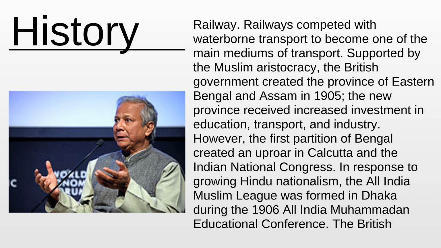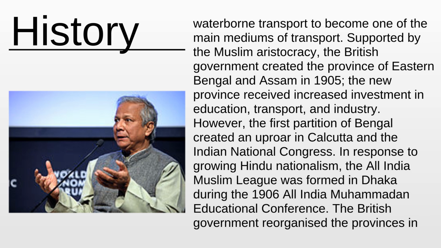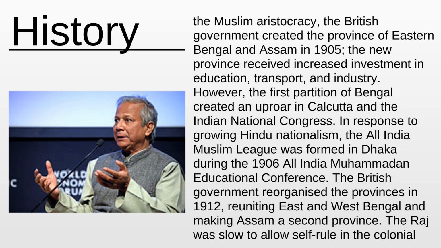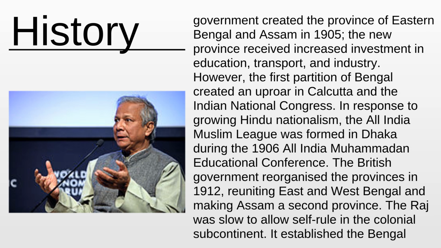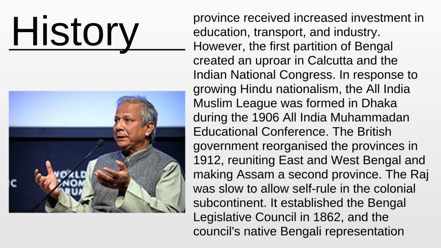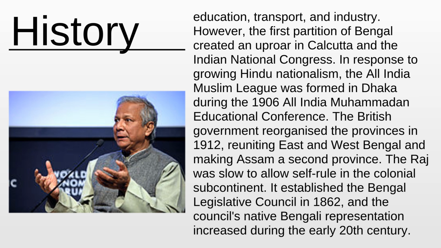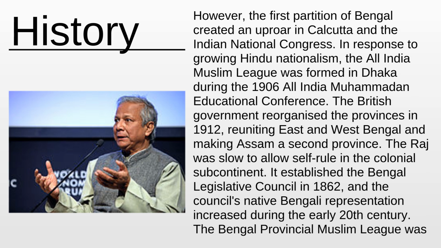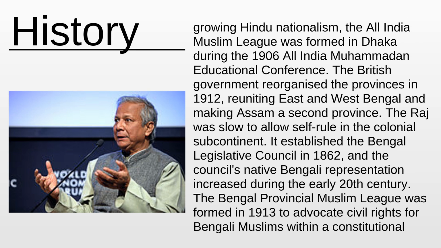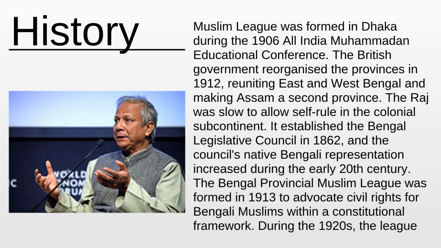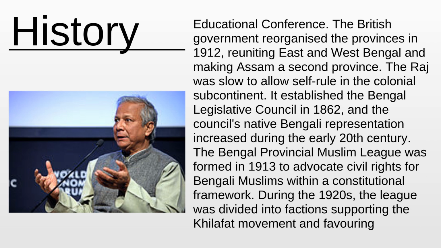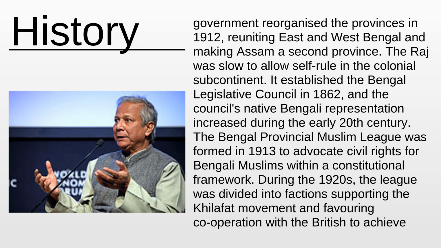Railways competed with waterborne transport to become one of the main mediums of transport. Supported by the Muslim aristocracy, the British government created the province of Eastern Bengal and Assam in 1905. The new province received increased investment in education, transport, and industry. However, the first partition of Bengal created an uproar in Calcutta and the Indian National Congress. In response to growing Hindu nationalism, the All India Muslim League was formed in Dhaka during the 1906 All India Muhammadan Educational Conference. The British government reorganized the provinces in 1912, reuniting East and West Bengal and making Assam a second province.